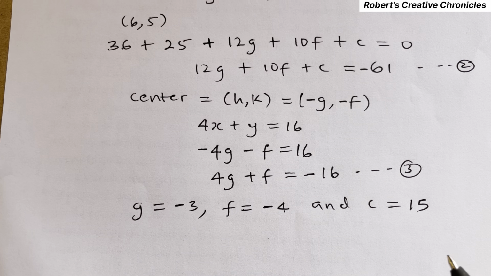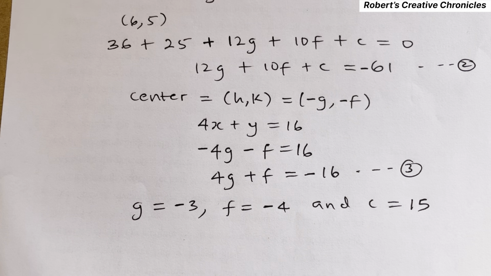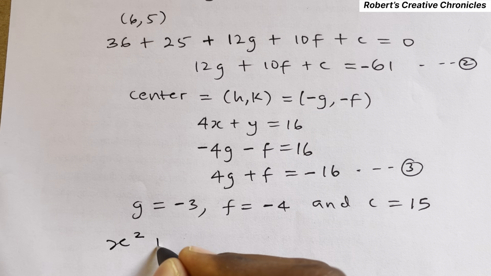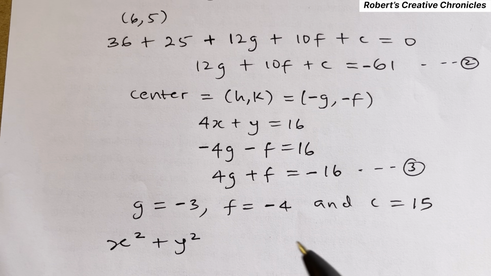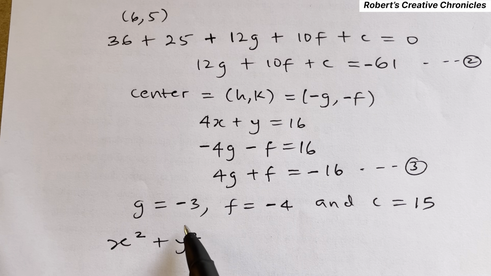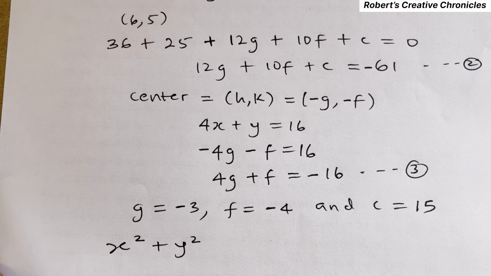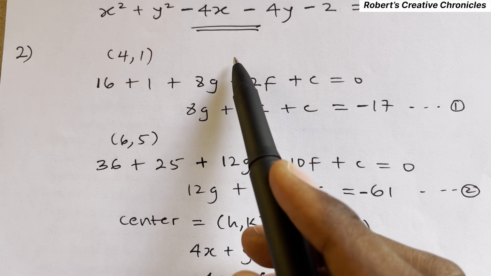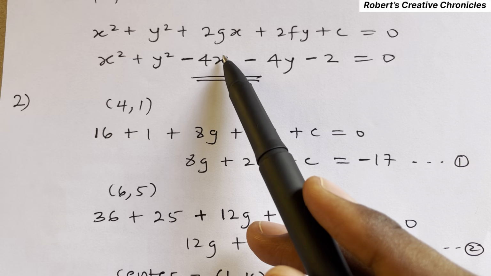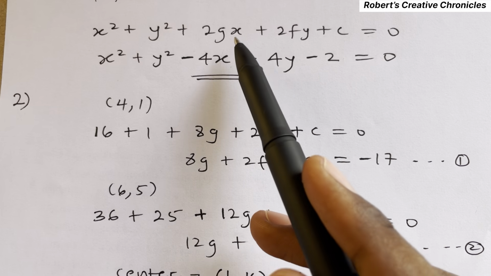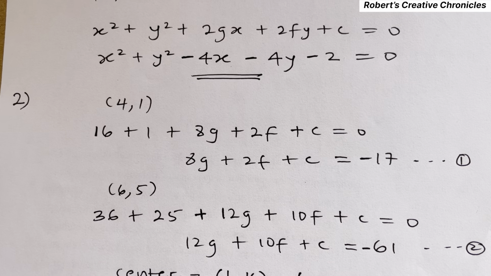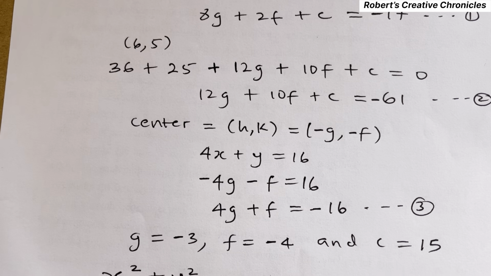So this is it. Then we'll substitute this into the general equation of a circle, which is what? X squared plus y squared plus 2gx. So we'll substitute g here. G is negative 3. So it will be 2 times negative 3, which is negative 6x.